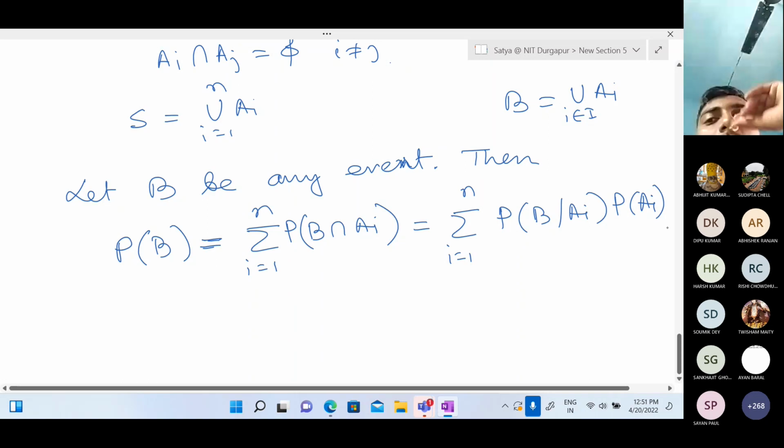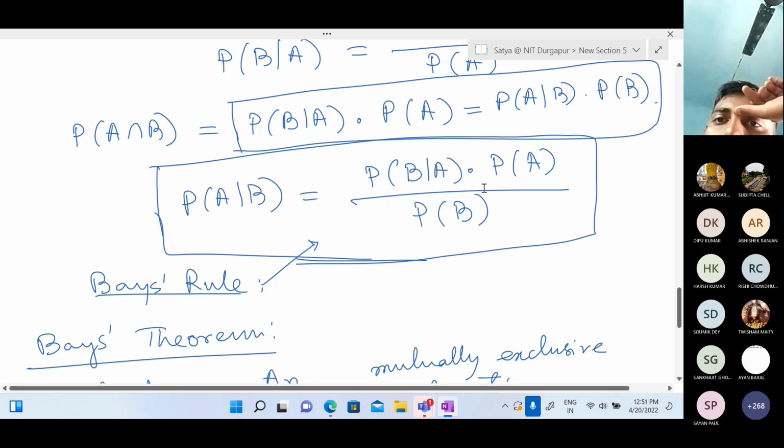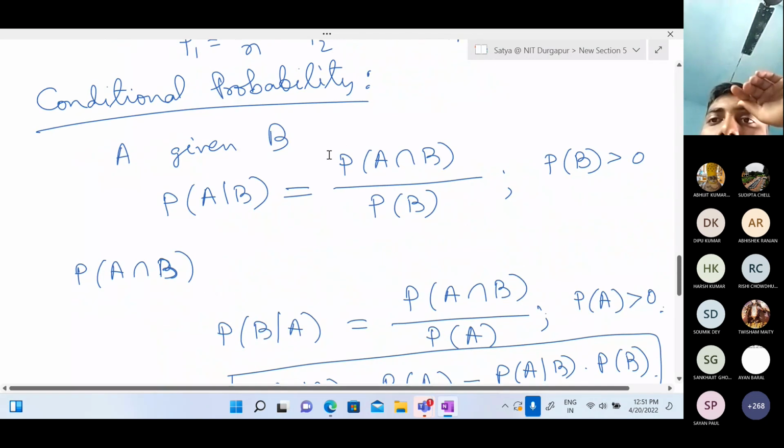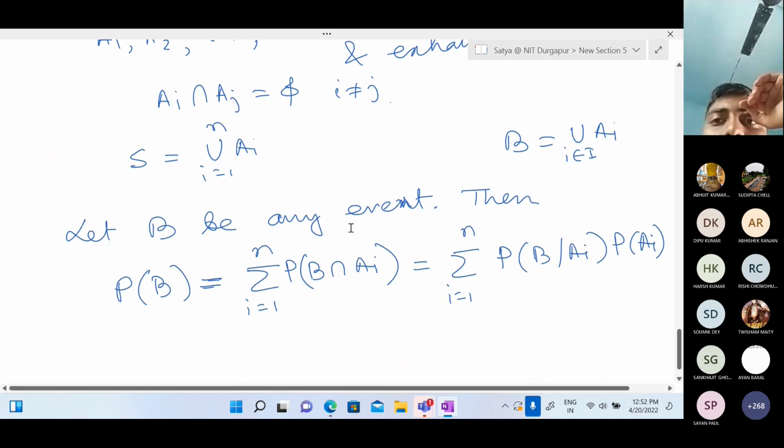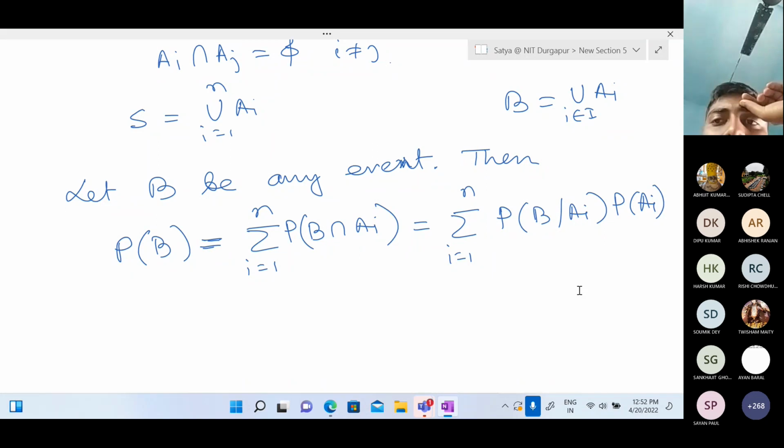Okay, we can write like this. Just previously, whatever this conditional probability we have written, this one from conditional probability. So for this intersection B, we can write this into this. That's what I have written. So from here, we got this one.